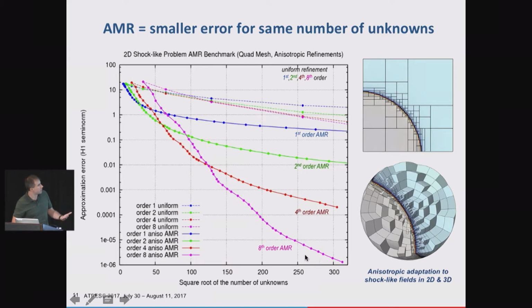In this case, for example, if you're interested in two digits of accuracy, you're much better off using fourth order or eighth order adaptive refinement. For the other methods, you don't even see how many degrees of freedom you need. But of course, this doesn't only work in 2D. This also works in much more complicated settings in 3D.